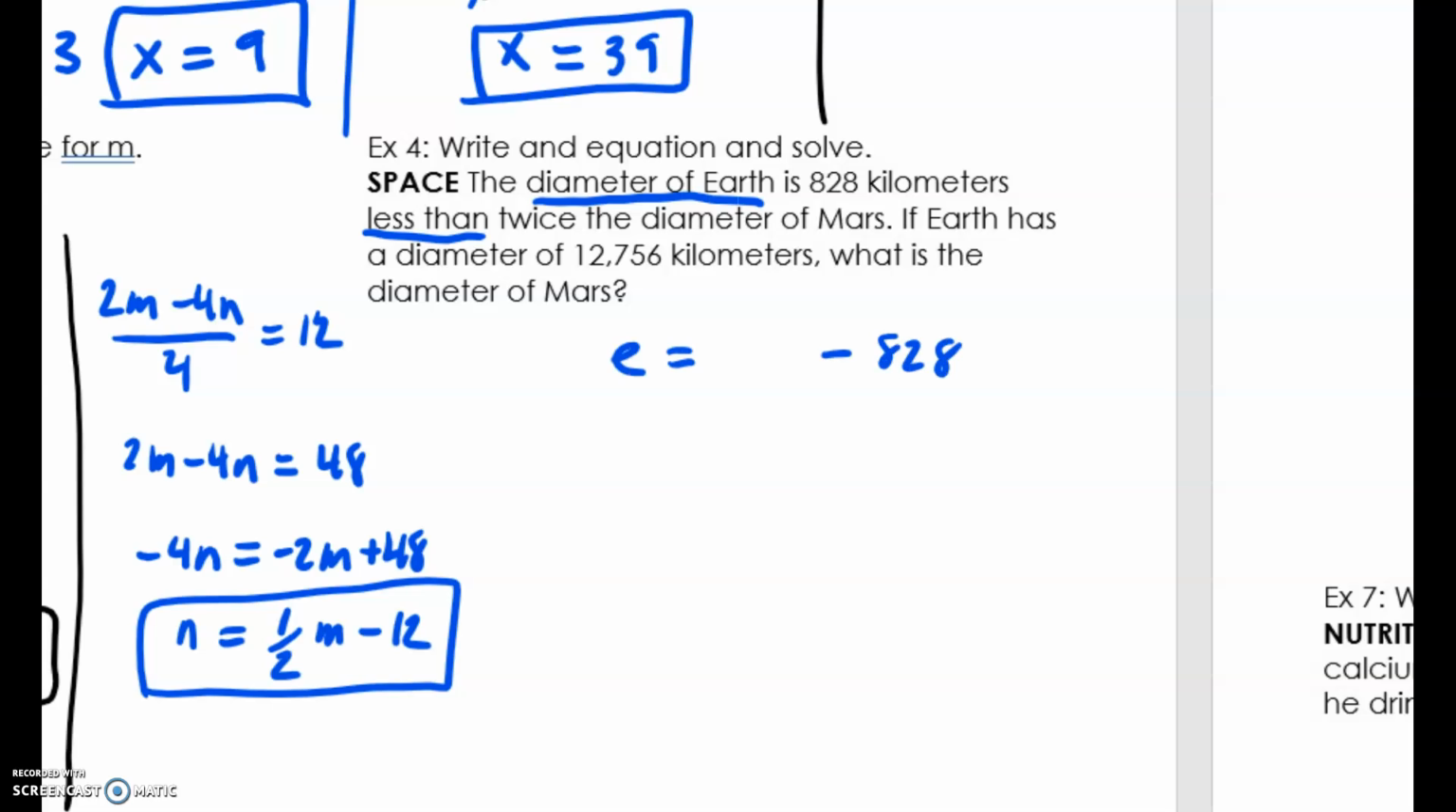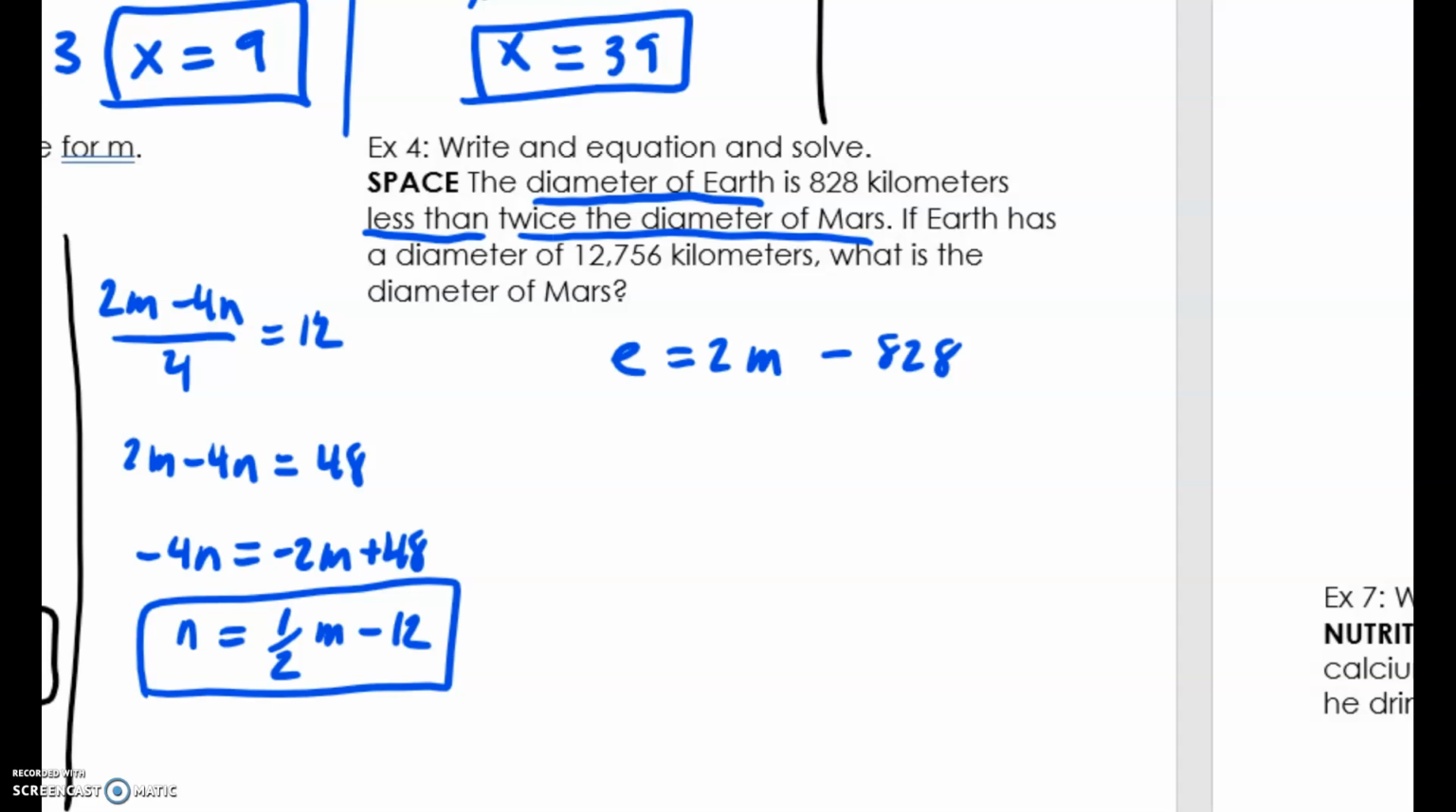And then when I see twice the diameter of Mars, that's 2 times Mars. So I'll go 2m for m representing the diameter of Mars. So now we've got an equation set up that's going to help us find the solution a lot faster. If Earth has the diameter of 12,756, what's the diameter of Mars?